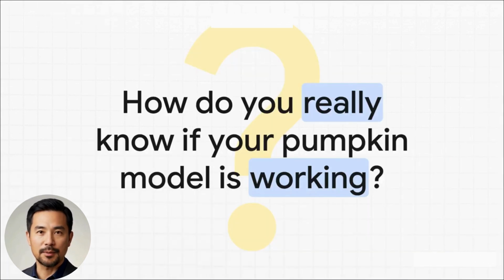Let's say we built a model to tell the difference between orange pumpkins and those kind of rare white ones. We hit run, it spits out some predictions, but how do we know if we can trust those results? Let's break down how we can get real confidence in what our model is telling us.